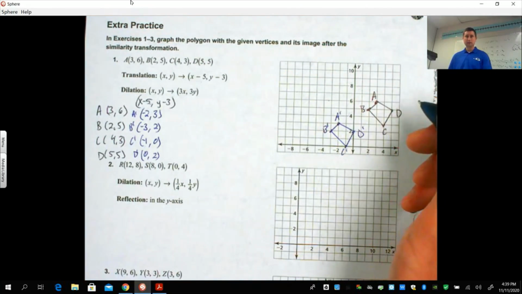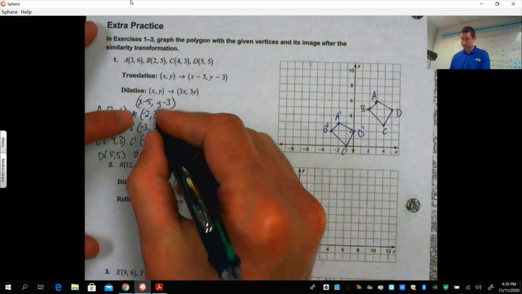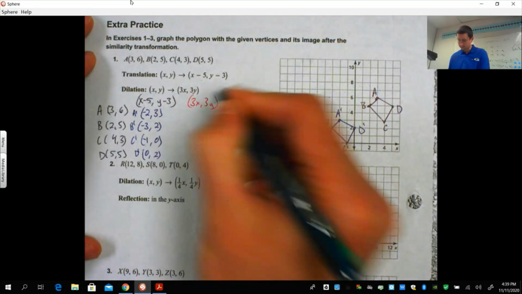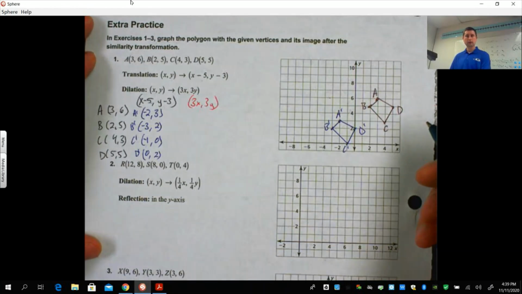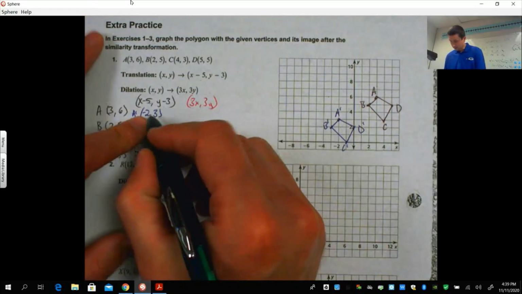Okay, so I've drawn that shape. Now my final one is a dilation. I'm going to take these answers, these points here, and I have to do a dilation of 3. This is with respect to the origin, so everything is going to get 3 times further away from the origin. So I'm taking my primes.